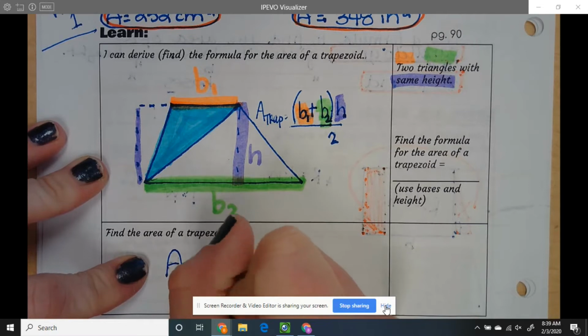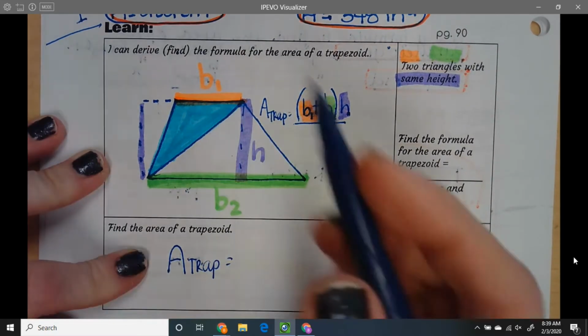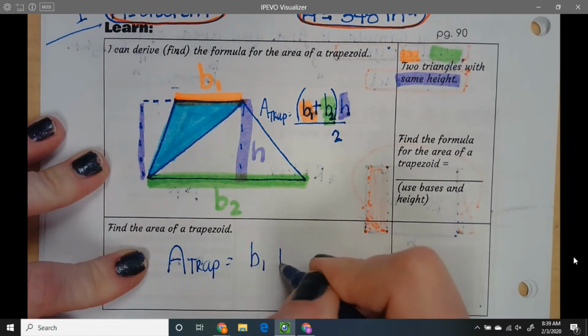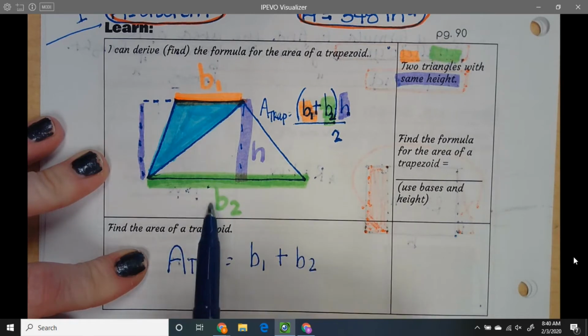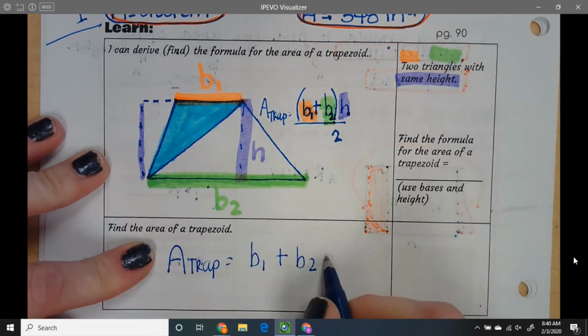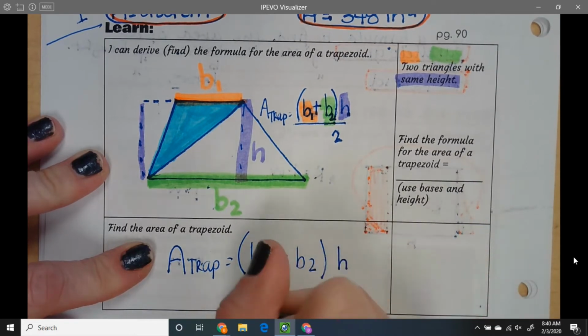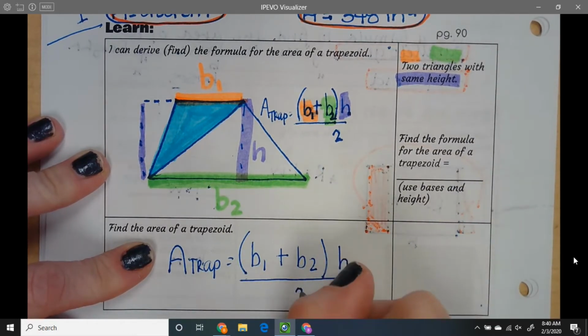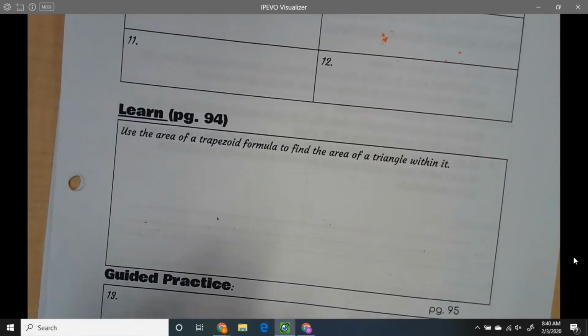So the area of a trapezoid is, again, base 1 plus base 2, and it doesn't matter which one you call base 1. This could be base 1 and this could be base 2. And I add those together first. That's why it's in parentheses. Follow order of operations. Multiply it times the height and divide it by 2. So let's practice on a couple.